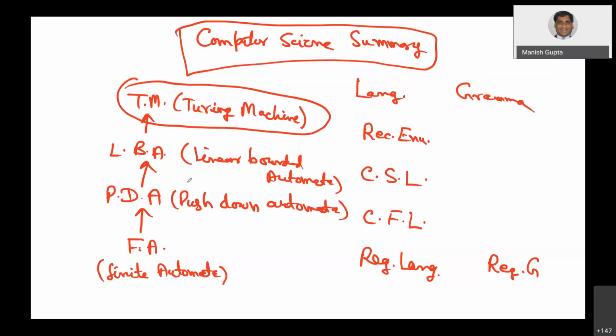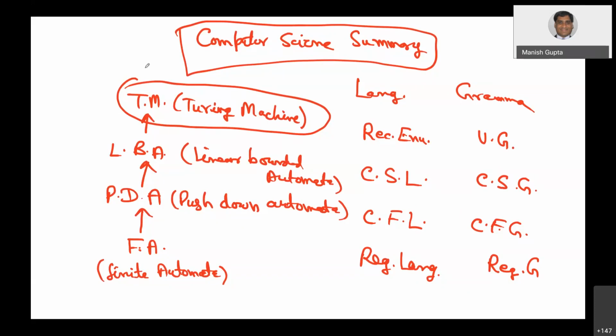Regular grammar. So we have context free grammar, we have context sensitive grammar, and we have unrestricted grammar. So this slide summarizes, it's very important, entire computer science is summarized by this slide. There are only four kinds of machines, and each machine accepts a certain kind of language, and each language has a certain kind of grammar.